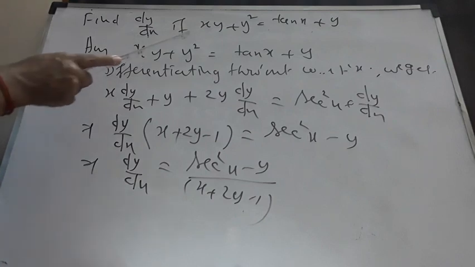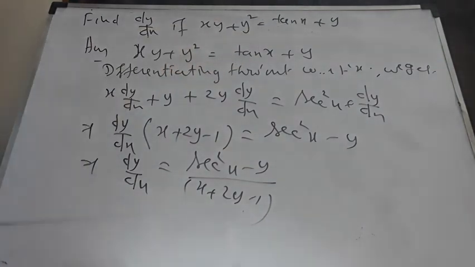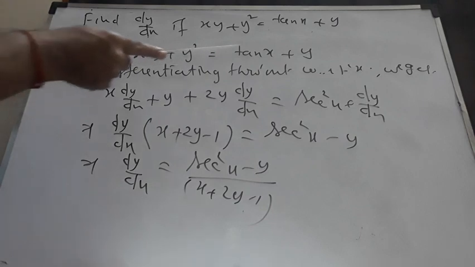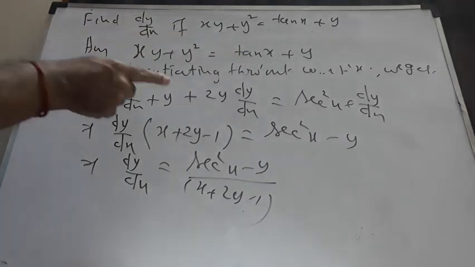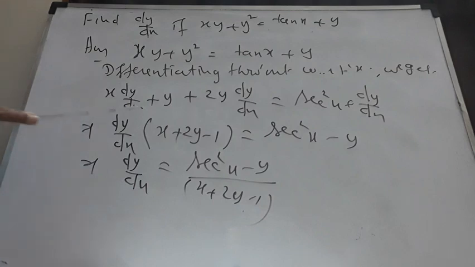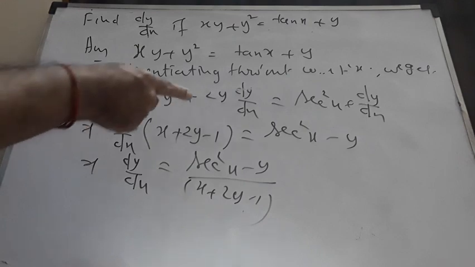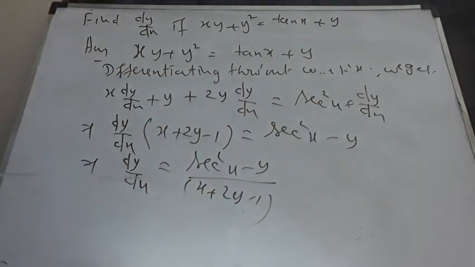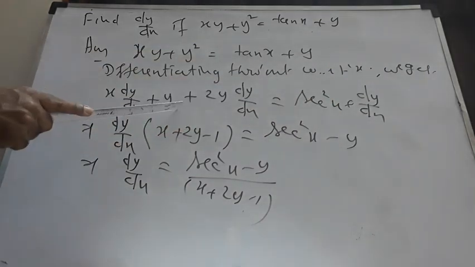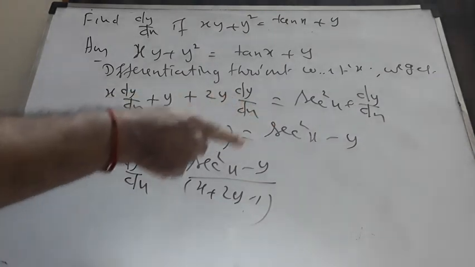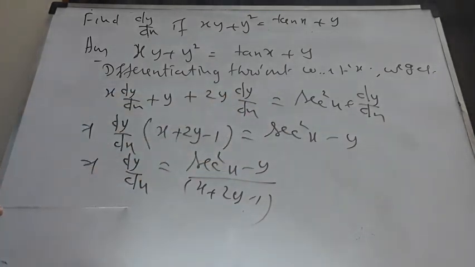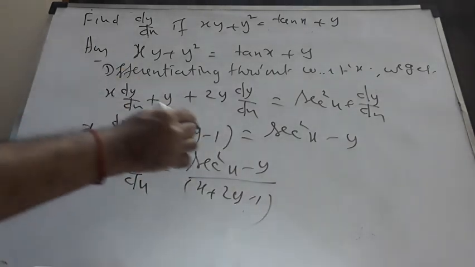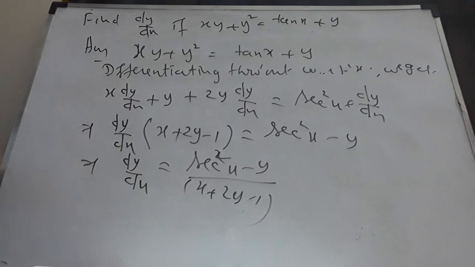Find dy by dx if xy plus y square equal to tan x plus y. Answer, xy plus y square equal to tan x plus y. Differentiating throughout with respect to x, we get x dy by dx plus y plus 2y dy by dx equal to secant square x plus dy by dx. Now for dy by dx into x plus 2y minus 1, this dy by dx is brought to LHS, equal to secant square x minus y. Now dy by dx becomes secant square x minus y divided by x plus 2y minus 1.